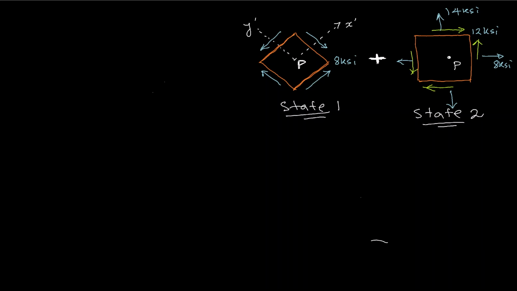Now let's think about this state 1. As we had discussed, it's a pure shear case of 8 ksi. So now if we think of the directions here, I'll name them A and B. The diagonal AB is under tensile force because this and this are trying to pull this segment apart. Similarly, if I draw this diagonal, C and D, it is under compressive force.